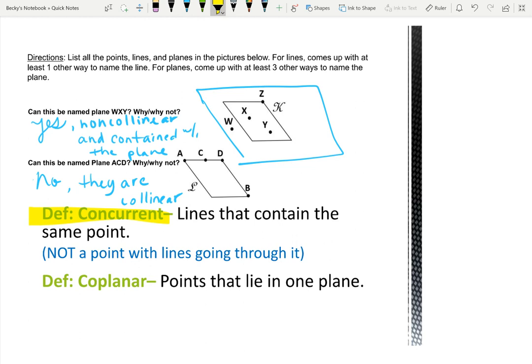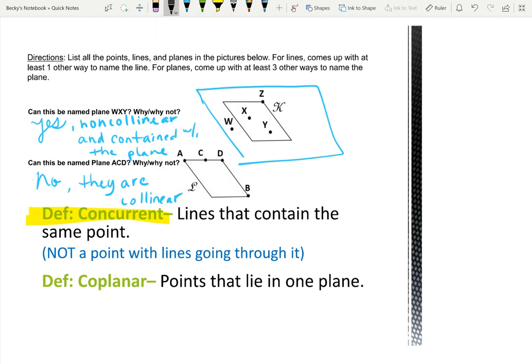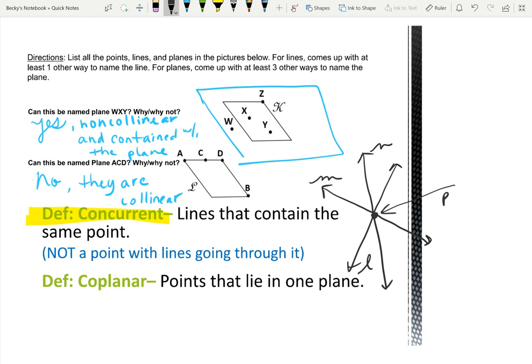Next vocab word, concurrent. This definition is just lines that all contain the same point. So if I have a point, how can I draw two lines that go through that point? Let me make that point a little bigger. So I could draw one this way, and this could be line L. And I could go one this way, which is M. Notice they're cursive. And one this way, that's line N. So are those lines concurrent? Yes, they all contain the same point. So this point is actually called the point of concurrency.